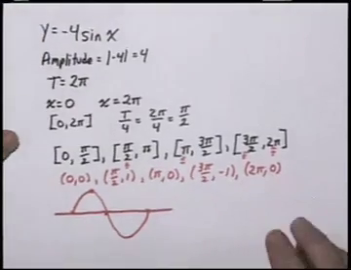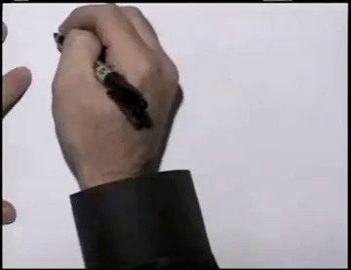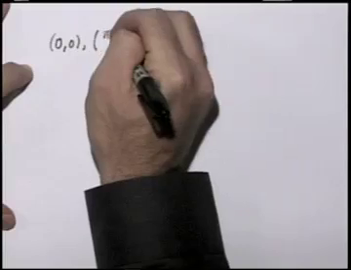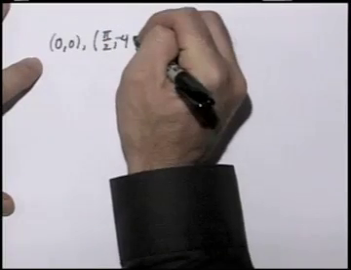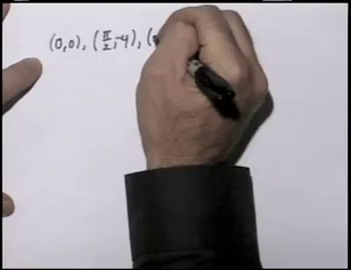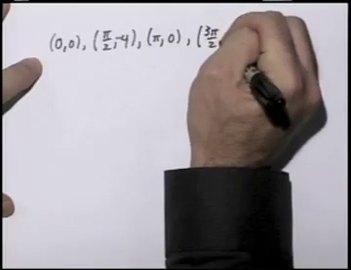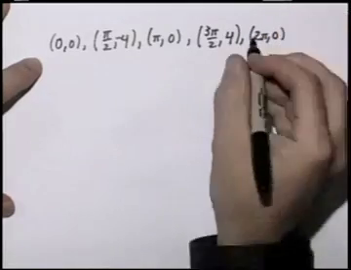So as far as my key points on this graph go, the x-coordinate is 0, the y-coordinate is 0. Then at pi over 2, my y-coordinate is going to be -4. Then at pi, my y-coordinate is 0. At 3 pi over 2, my y-coordinate is 4. And then I'm back to 2 pi comma 0.